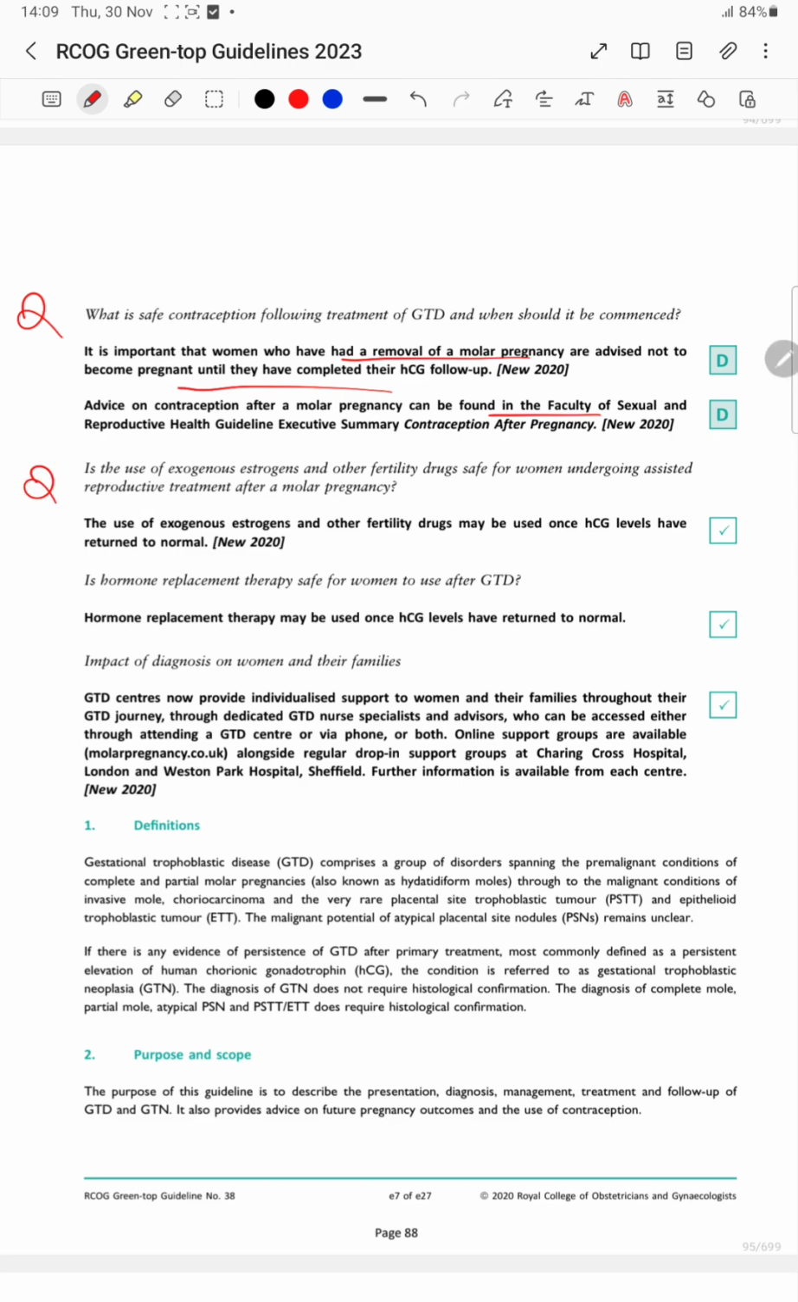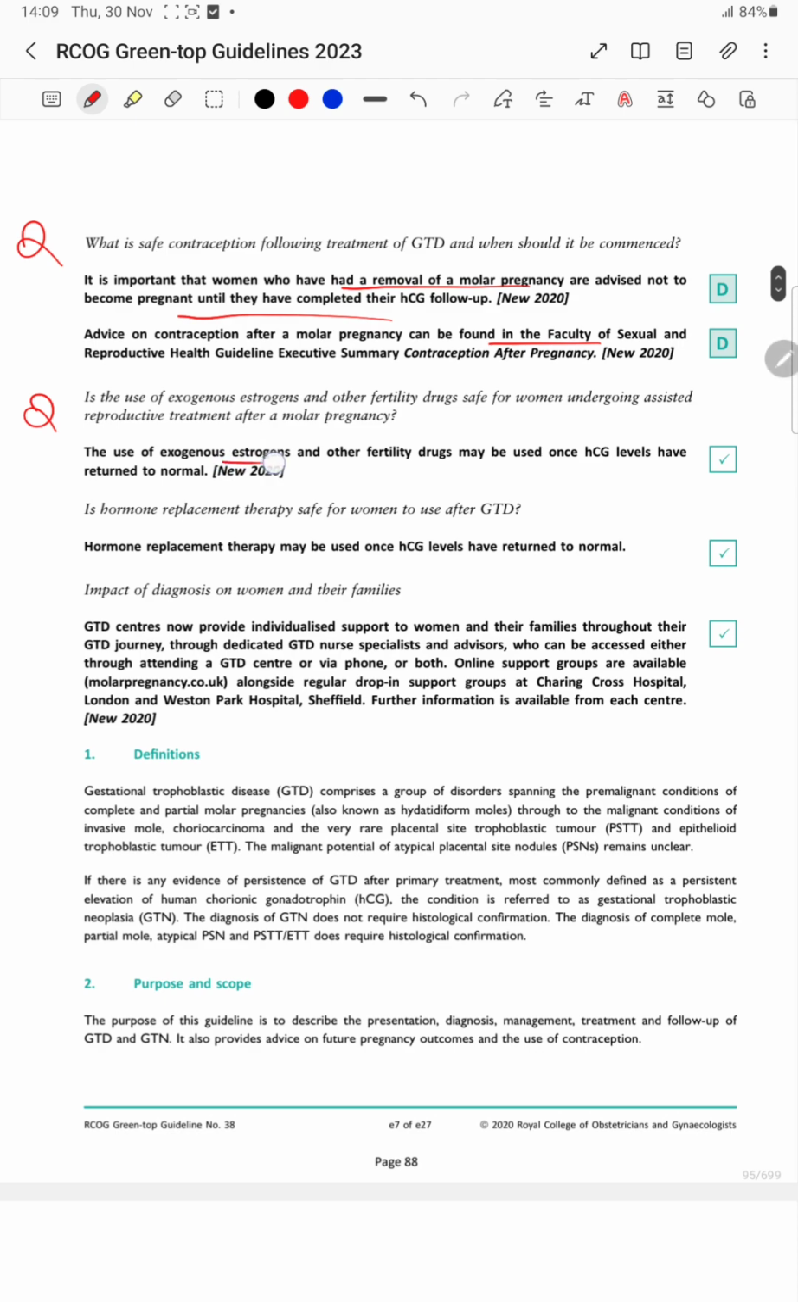Is the use of exogenous estrogen and other fertility drugs safe for women undergoing assisted reproductive treatment after a molar pregnancy? The use of exogenous estrogen and other fertility drugs may be used once HCG levels have returned to normal.